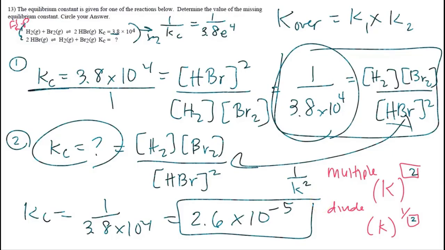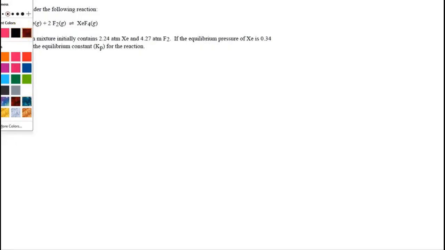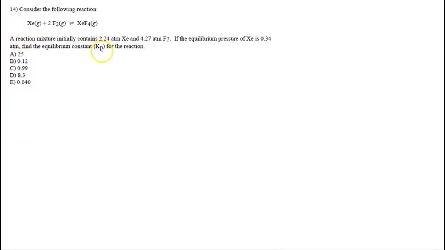All right, folks, let's move to 14. Okay, number 14, it says, consider the following reaction. Xe plus 2F2 is going to be in equilibrium to form XeF4. All right, cool. A reaction mixture initially contains, there we go.